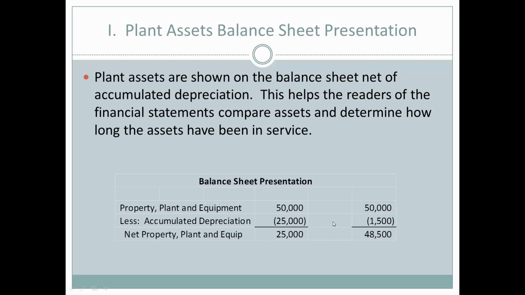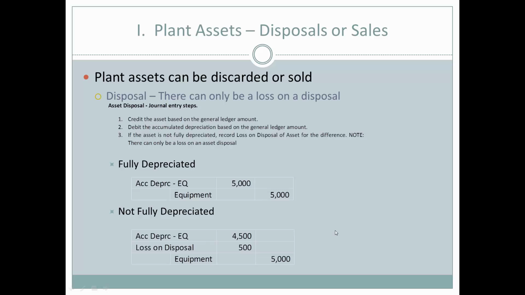And this is the reason why they break it out like this, is to give the readers of the financial statements enough information to determine if this is a company that they want to invest in. It's very asset intensive and needs new assets in order to be a viable company. They'll be looking at companies that have newer assets.